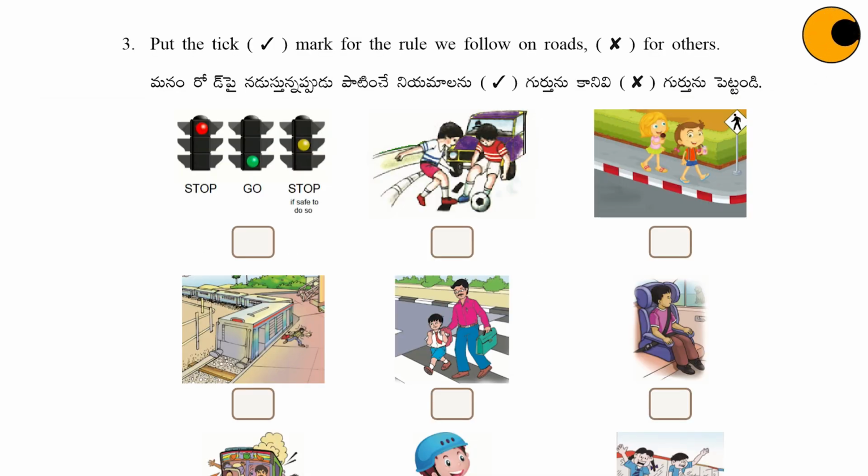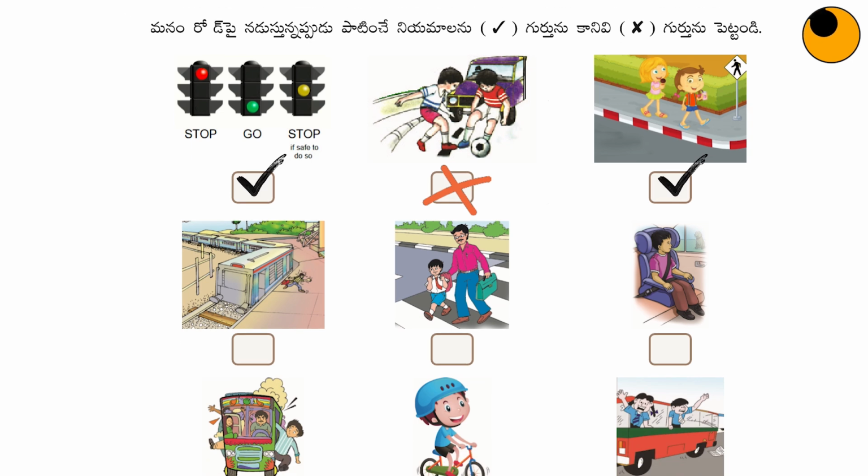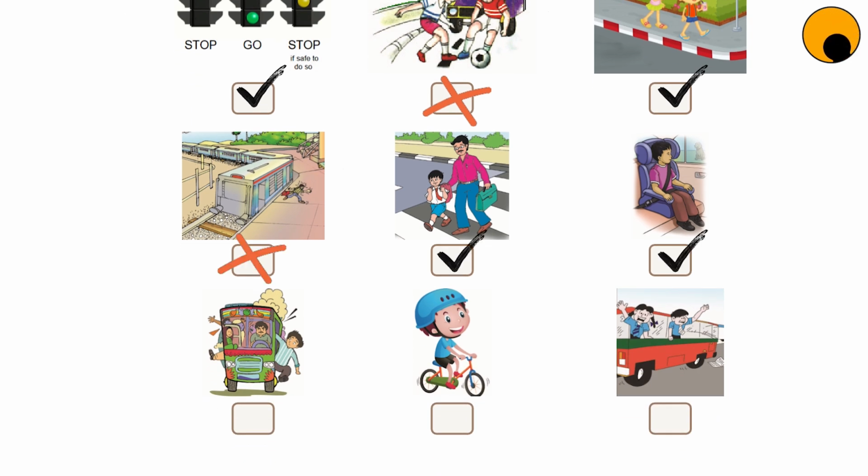Put the tick mark for the rule we follow on roads. Cross for others. మనం రోడ్డుపై పాటించే నియమాలకు టిక్కు, మిగతా వాటికి క్రాస్ పెట్టండి. టిక్ క్రాస్ టిక్, క్రాస్ టిక్ టిక్, క్రాస్ టిక్ క్రాస్.